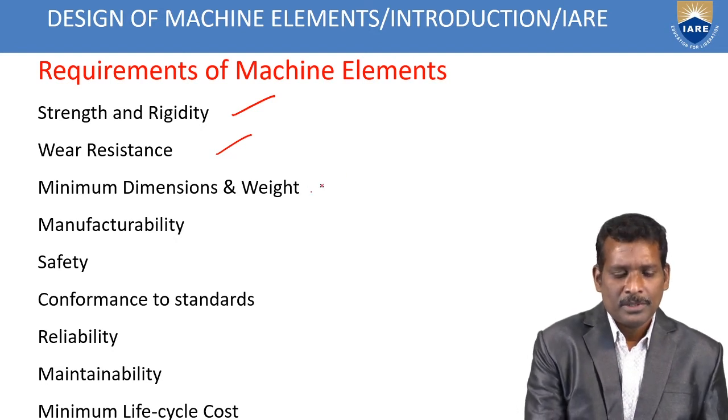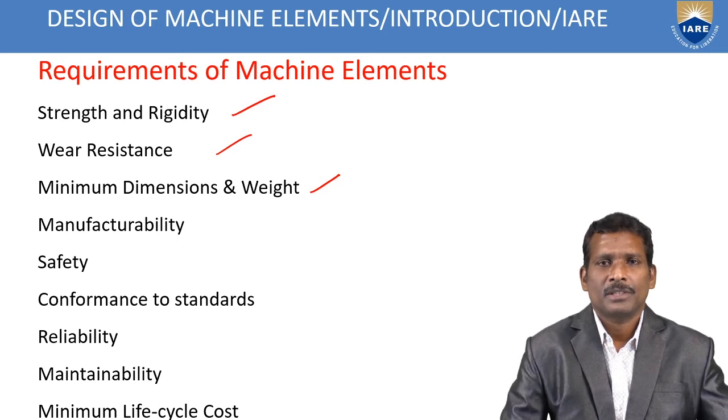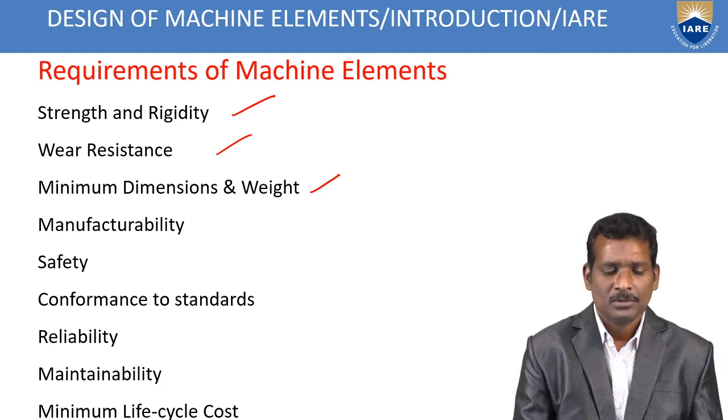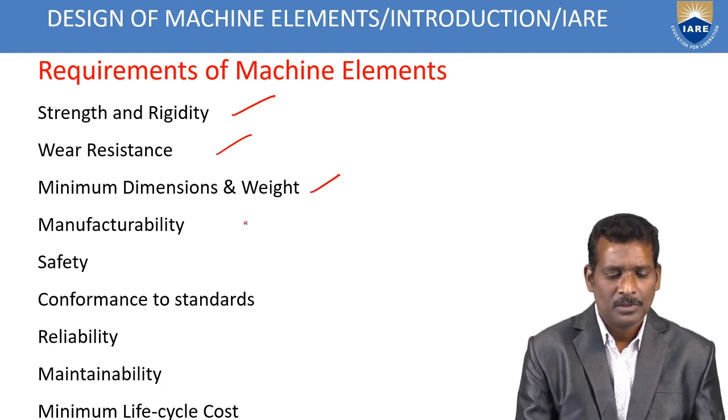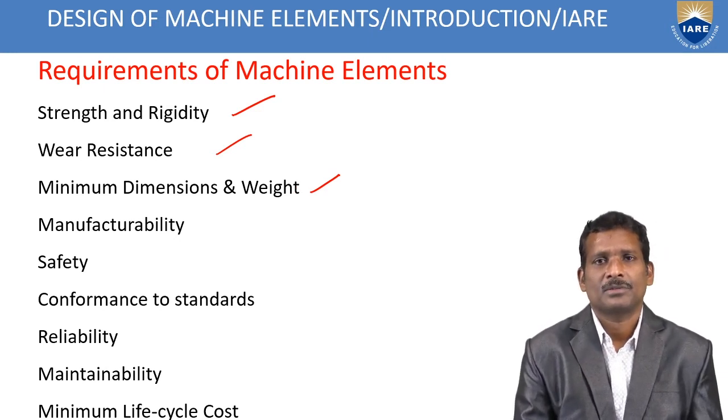Next one is minimum dimensions and weight. So a designed machine element should have strength and rigidity and wear resistance, and at the same time the minimum dimensions and weight are also important. That's the final shape of the product, and overall dimensions of the product are also important in design of machine elements. Clear? So it leads to minimizing the cost and the weight also.